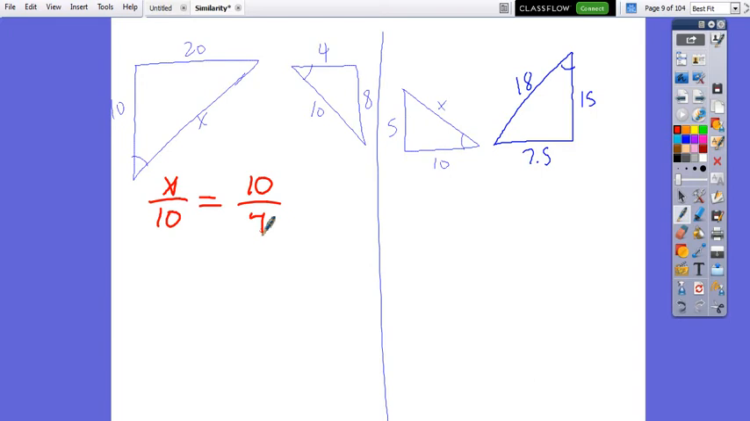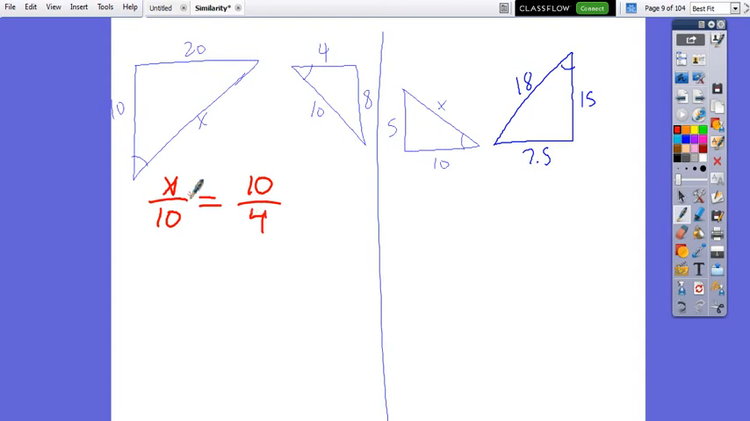Now look, this is how you can tell. The x and the 10 are across from one another, but what's in between those? The angle. Is the angle in between 8 and 10? Nope. But it is between 4 and 10. So that's where you got to be careful. You got to make sure that angle is in the same position in both triangles and use the sides carefully. Alright, now we can cross multiply.